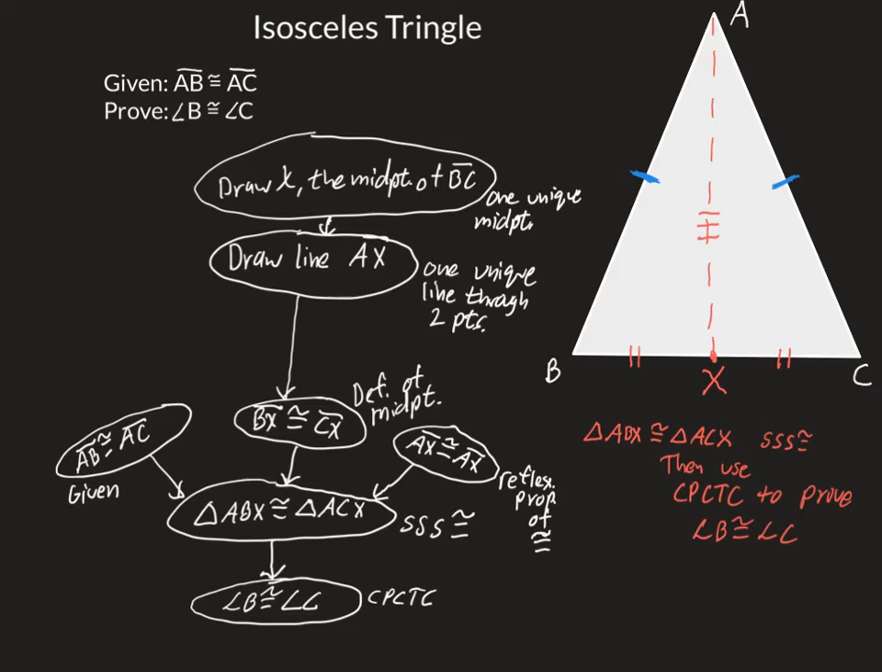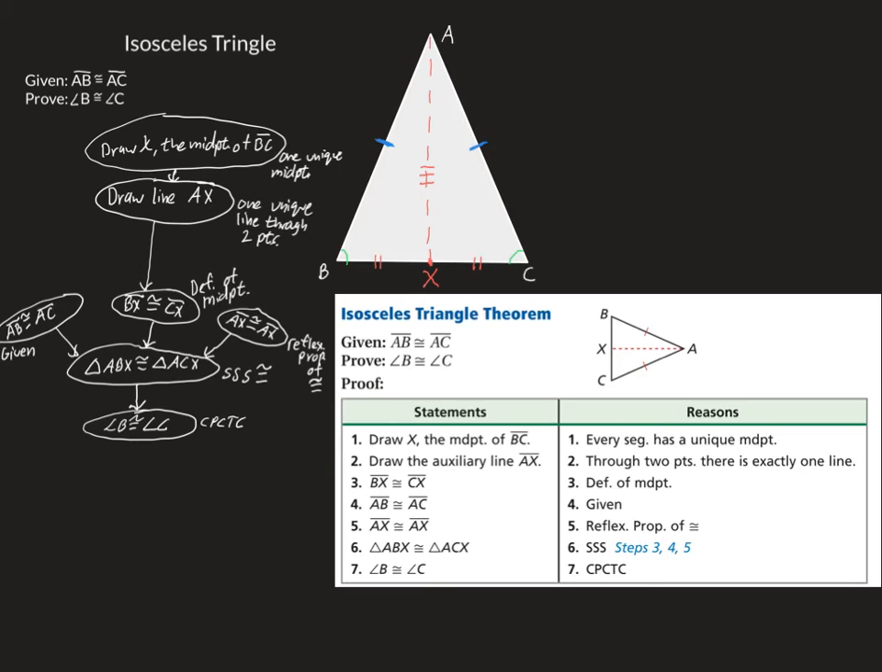So we have now shown that angle B is congruent to angle C in an isosceles triangle. So here's the same proof, but written as a two-column proof instead of a flowchart proof. So you can pause it here if you'd like to take these notes.